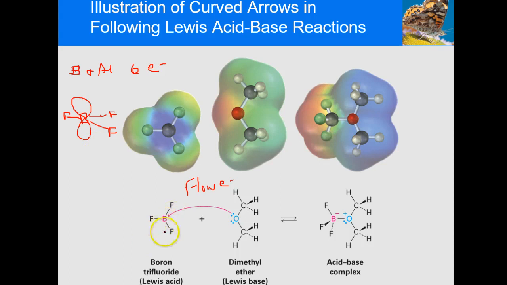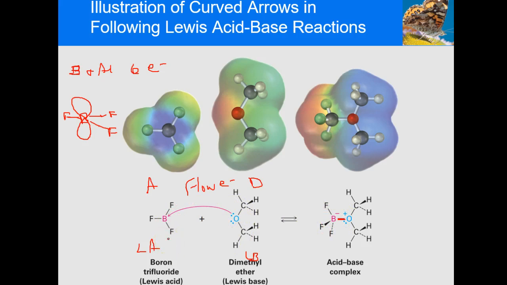So because of that, it acts as a Lewis acid because it can accept more electrons. So boron is accepting electrons, acceptor. This is the donor. So this is the Lewis acid, and this is the Lewis base. It's donating the electrons to the Lewis acid, and you get this new molecule. You formed a covalent bond. Oxygen is positive because it lost the electron. Boron is negative because it gained the electron.